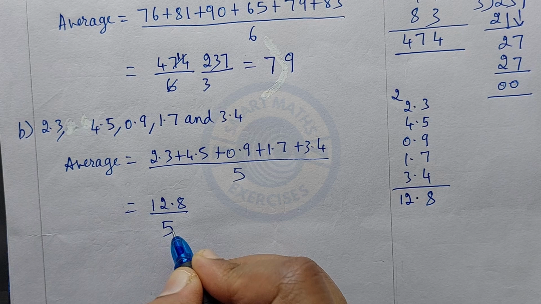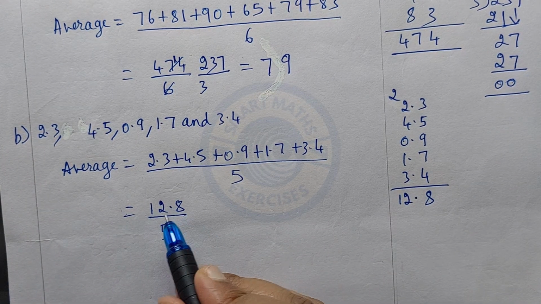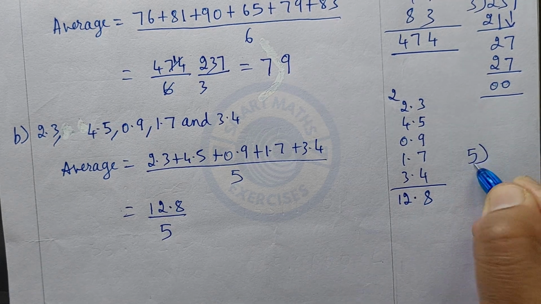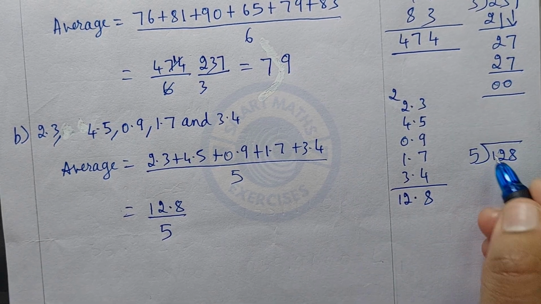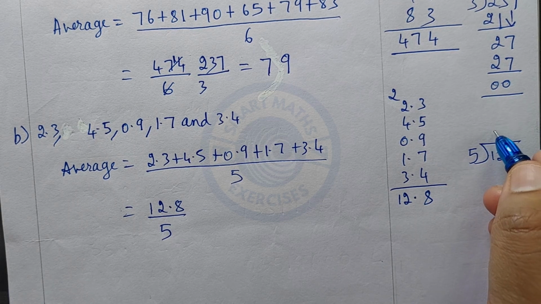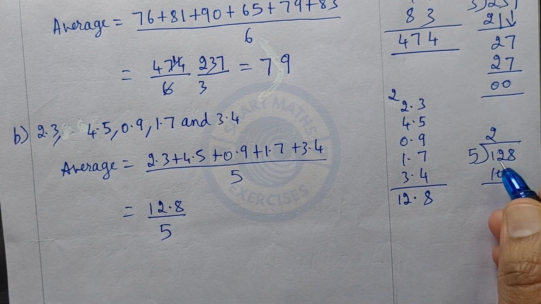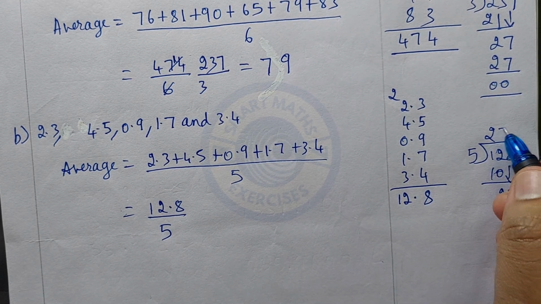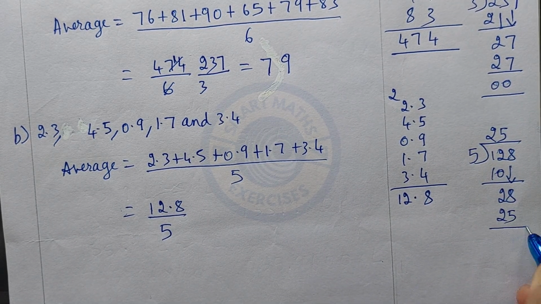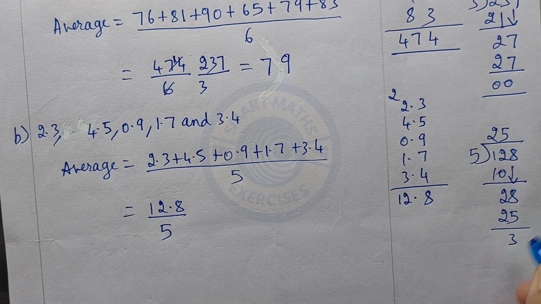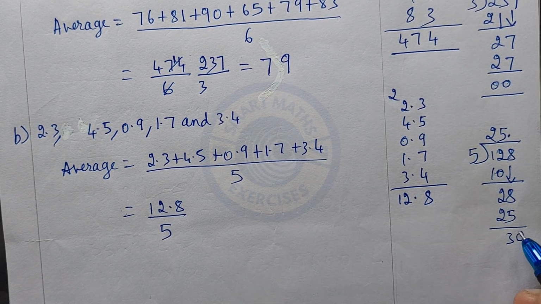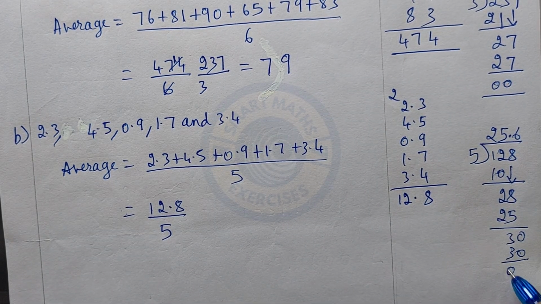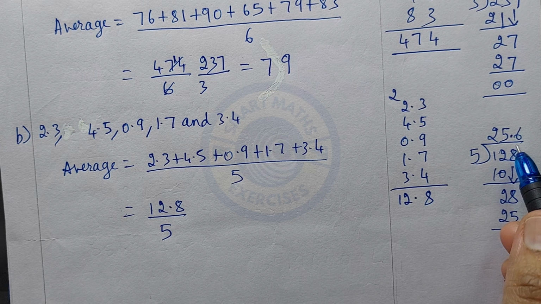So divide 12.8 by 5. Now for simplifying the division, let us forget the decimal point and do the normal division. 5 outside, 128 inside. 5 2s are 10. 12 minus 10 is 2. Bring down 8. 5 5s are 25. 28 minus 25 is 3. Put a decimal point. Add a 0. 5 6s are 30. 30 minus 30 is 0. 25.6.